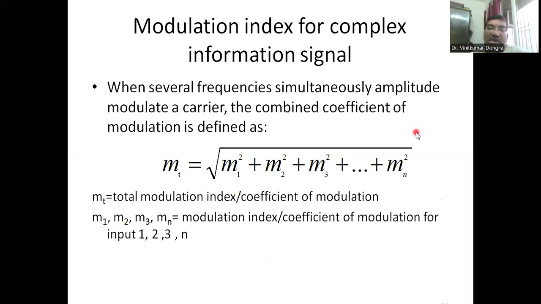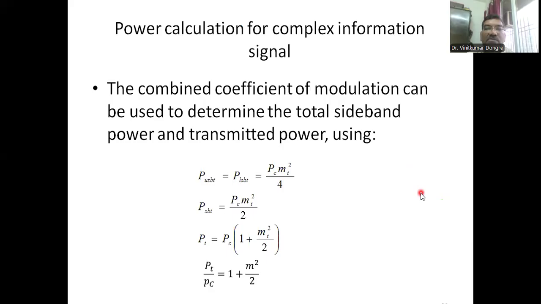Now, how to calculate the total modulation index? It is the modulation index of first frequency plus second plus third plus fourth and so on, under root of this. So the total modulation index is the square root of M1 square plus M2 square plus so on, simply root mean square. This is the simple traditional formula you can use to calculate.